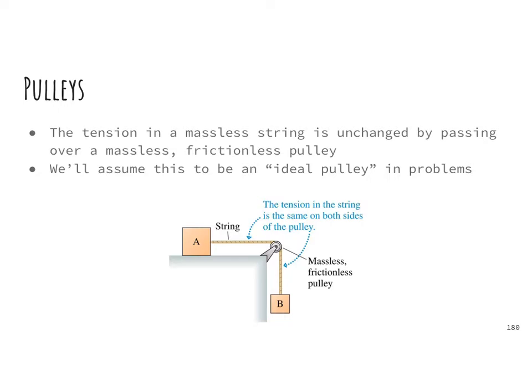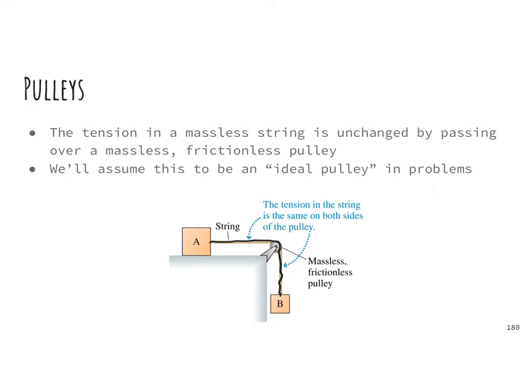But we're going to continue to assume that we have massless strings, so we don't have to worry about their mass. And it's going over this massless, frictionless pulley. So when we look at that, there's no friction. This is known as an ideal pulley.